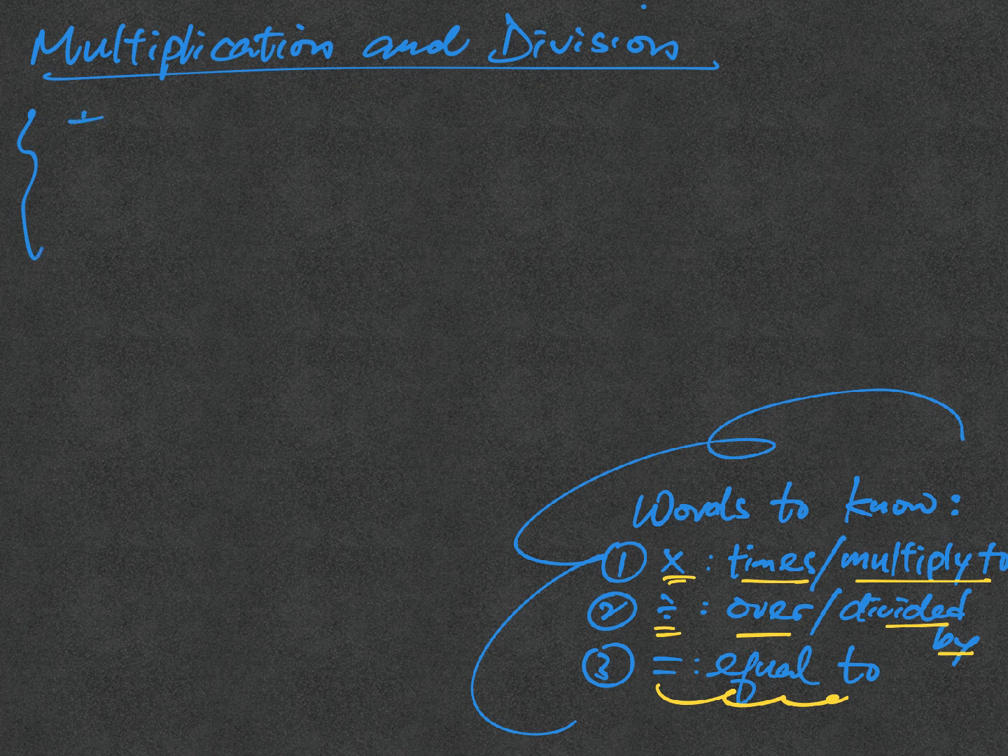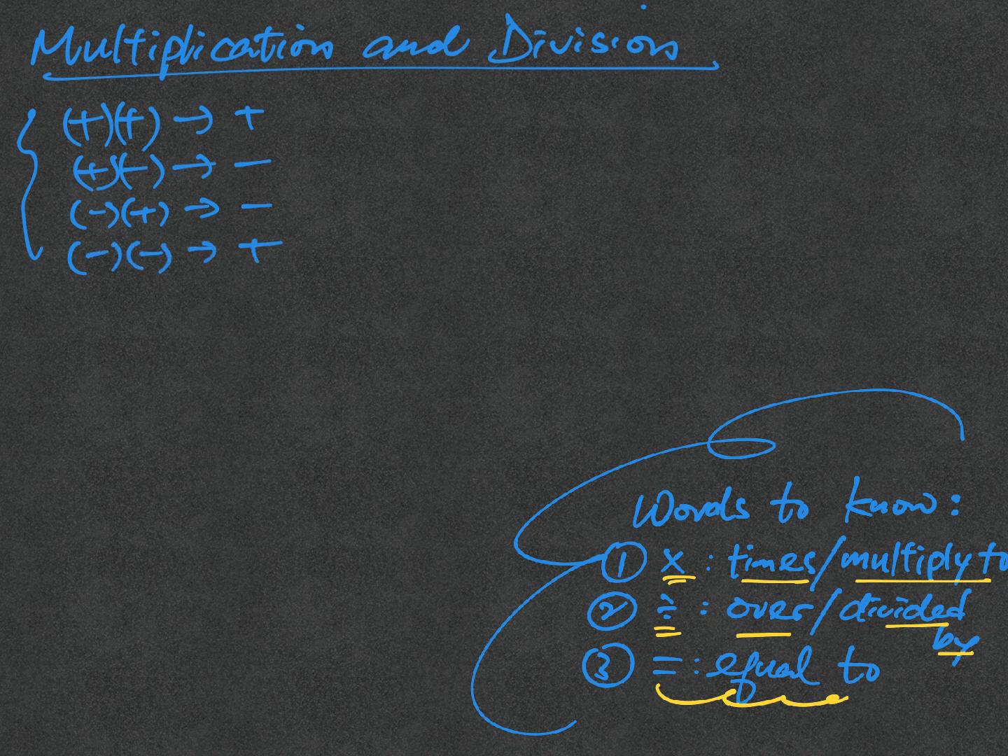They are: plus plus will give you a plus. Plus minus will give you a minus. Minus plus will give you a minus. And finally, minus minus gives you a plus. So these rules are applied in multiplication and division once again. So let's start. The simplest one, of course, is the first one.